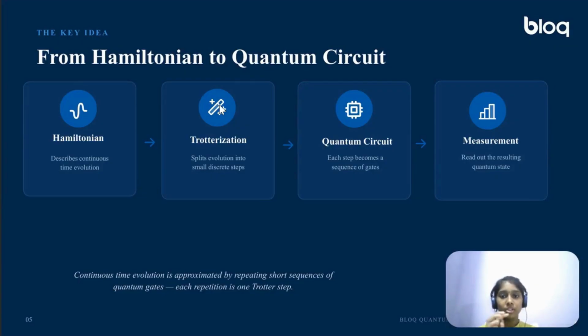The Hamiltonian describes how the quantum system evolves continuously over time. However, quantum computers operate using discrete gate operations. To bridge this gap, we use a technique called trotterization. Instead of performing one continuous evolution, we divide it into many small time intervals. Each interval is approximated by a short sequence of quantum gates known as a Trotter step. Repeating this building block allows the quantum circuit to approximate the evolution of the original Hamiltonian itself.